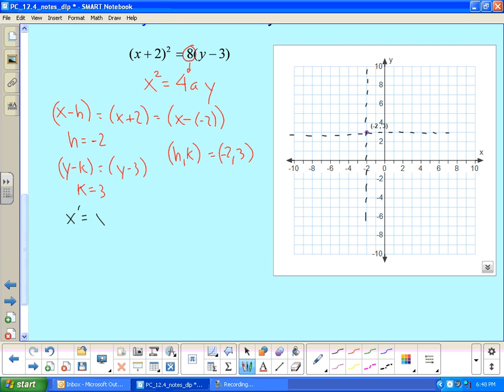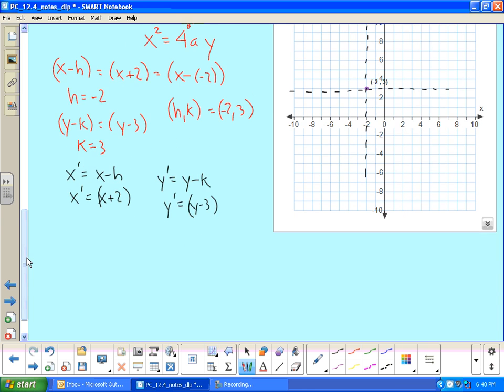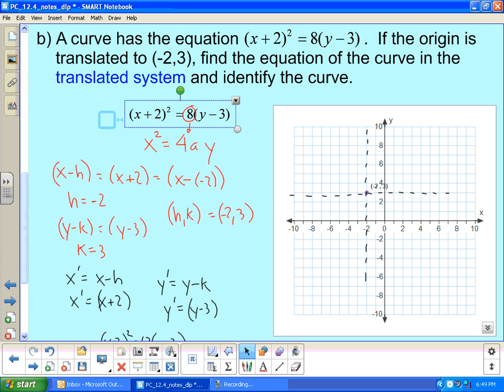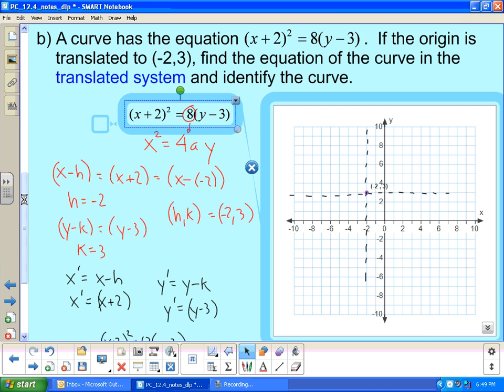We know that our x prime is equal to our x minus our h. So x prime in this case is equal to x plus 2. And our y prime is equal to our y minus k, which means our y prime is equal to the y minus 3 value. And now we just substitute those in. We substitute these prime values in. So x plus 2 quantity squared equaling 8 times y minus 3 would become x prime squared is equal to 8y prime. There's my translated equation of this parabola. So let's see if the graph should be opening up. You have a vertex hanging out at that negative 2, 3 point. And there it is.